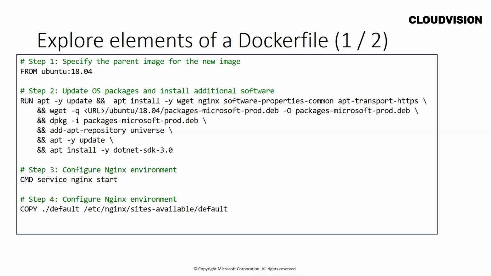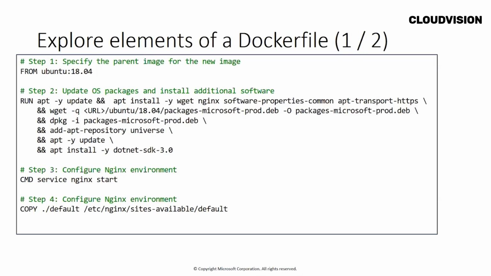As you can see on the screen, we have step one, specify the parent image for the new image. Basically, every Dockerfile is based on a layered architecture. Layered architecture means one image is based on another image so that you don't have to redefine everything again. So I already have the image. Let's say here I'm working with the image of Ubuntu, which will install the Ubuntu operating system.